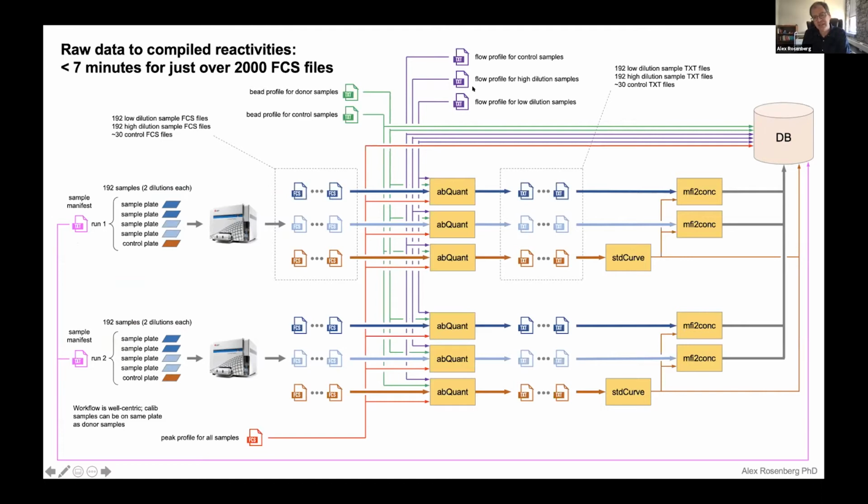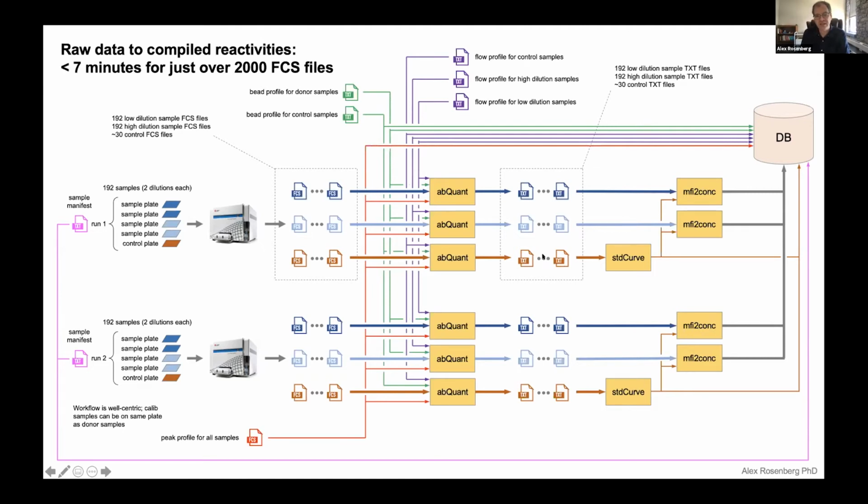Then we also have other configuration files to define the flow assay and the bead assay. So this is the linkage between bead peaks and antigens. And we also have a configuration file for the peak finding. You put all of this into this program and you generate all these files per raw data file.